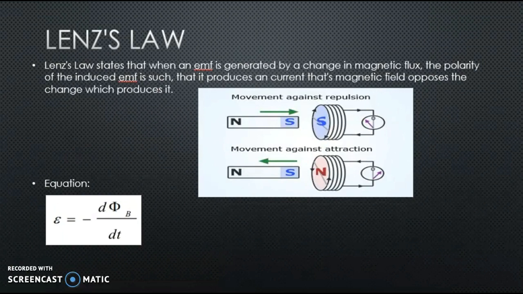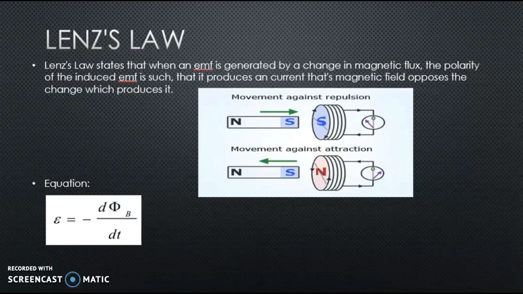Moving on to Lenz's law. Lenz's law states that when an EMF is generated by a change in magnetic flux, the polarity of the induced EMF is such that it produces a current whose magnetic field opposes the change which produces it. A very good example is when you move a magnet into a solenoid. That end of the solenoid will change into a south pole to oppose that action and to repulse it. So as you pull the magnet away, the end of the solenoid will turn into a north pole to oppose that action.